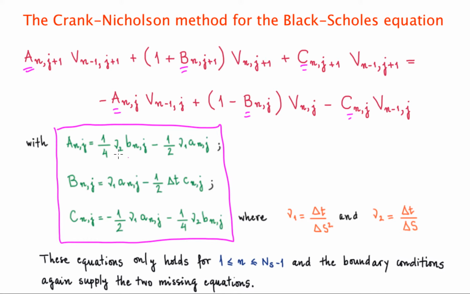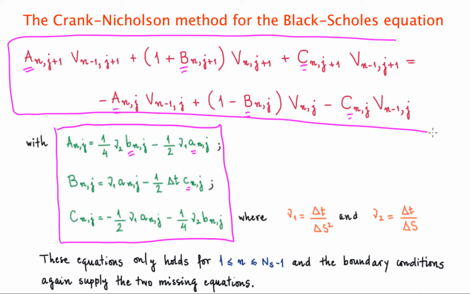As you can see, these capital A, B, C functions depend on the small a, b, c functions that we have in the Black-Scholes equation. Besides that, you also have nu one and nu two. Nu one is delta t over delta s squared, and nu two is delta t over delta s. So this is the finite difference representation from the Crank-Nicolson method.